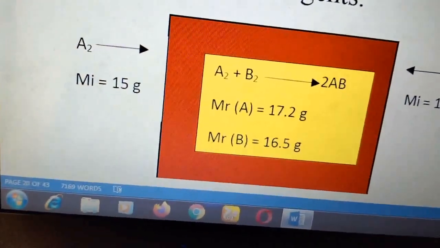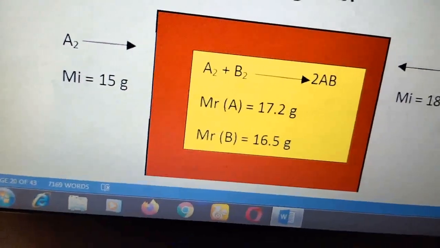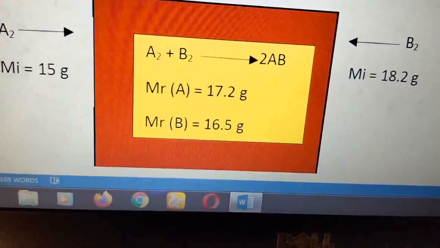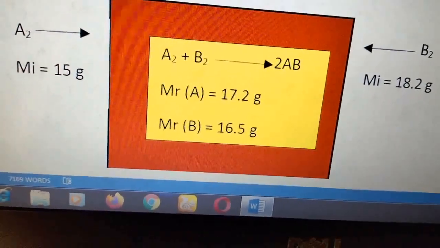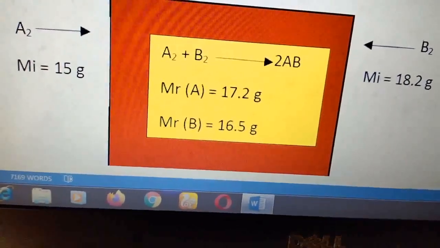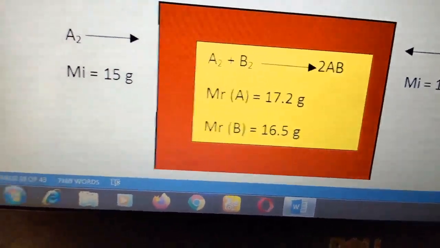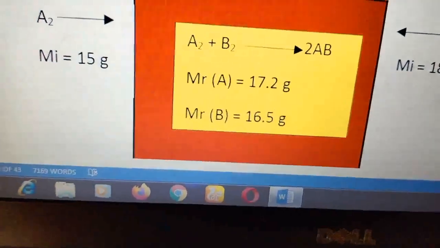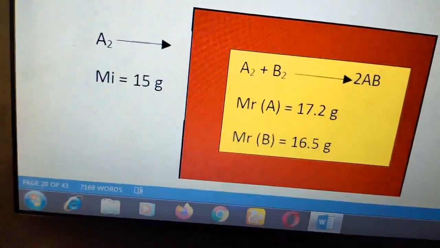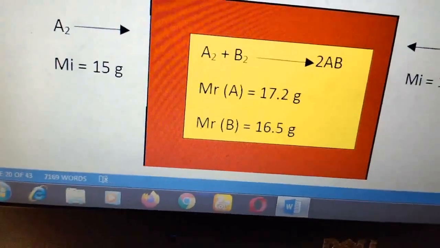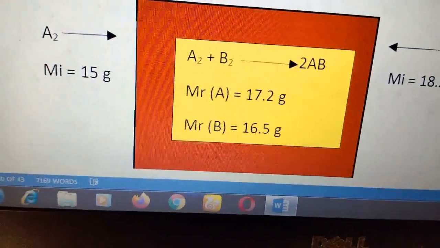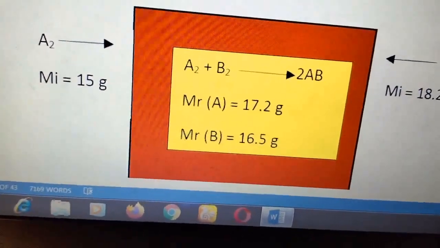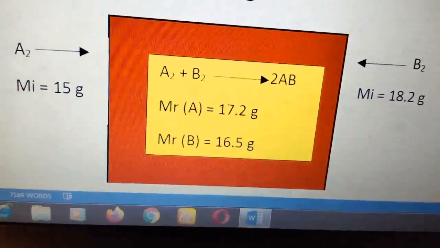There's no way you introduce 15 grams of A and you expect 17.2 grams to react. That means the mass of A that is going to react is more than what is introduced. We need 17.2 grams for the reaction, and what was introduced is 15 grams. That means A is insufficient for the reaction, so the whole 15 grams will be used up in the reaction.